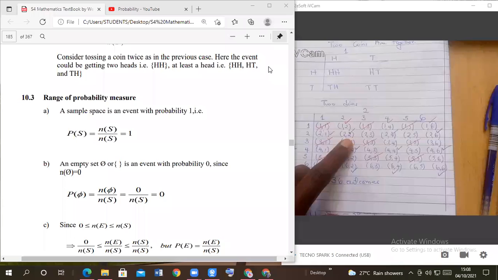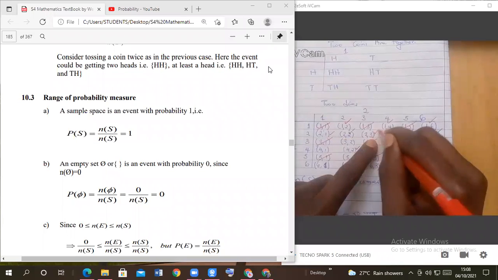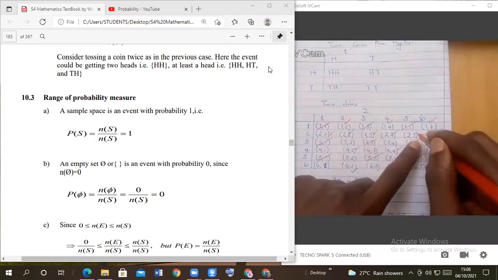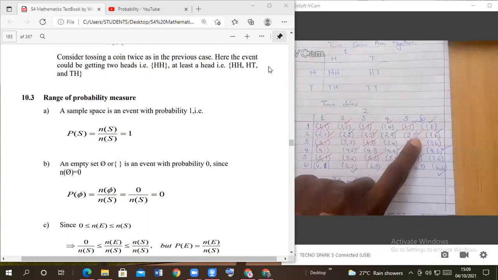Is 2 and 2 correct? 2 and 2, all are even. That one is not correct. That's correct. 2 and 3. 2 and 5. Okay? Yes.